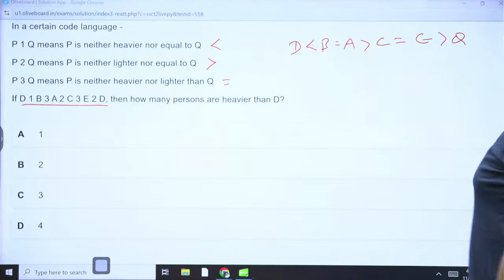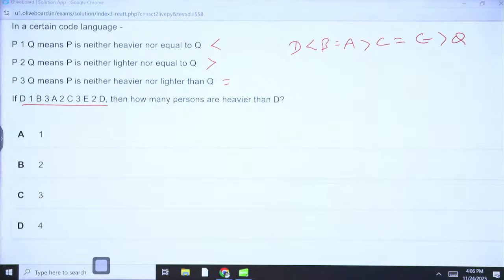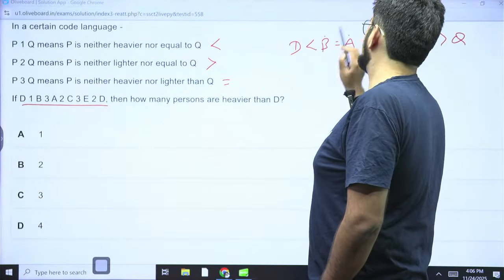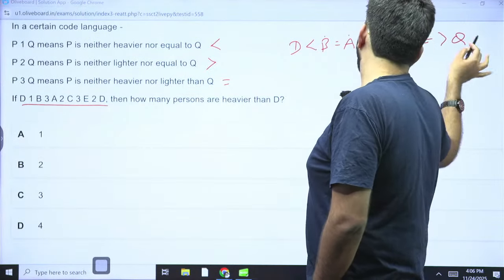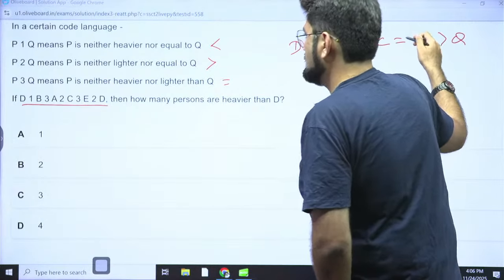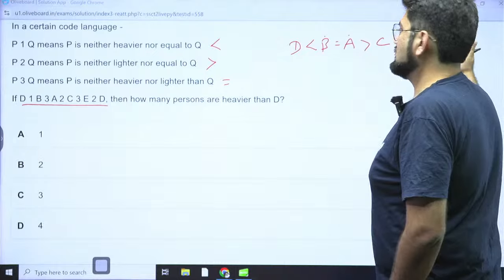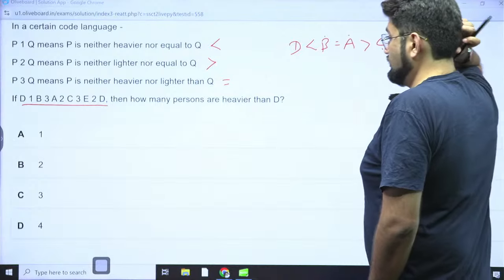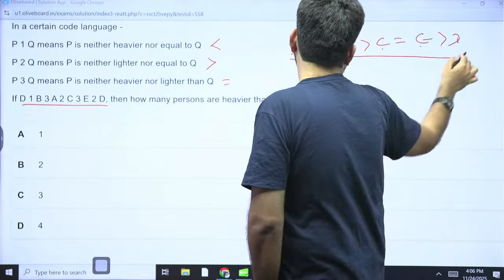Correct? Now they're asking you how many persons are heavier than D. That means how many are greater than D. So 1 is B, 1 is A. Then sorry, E2D means E is greater than D. This is D, so he is also greater, and he is also greater. So I think 4 of them are greater. With this method you can find that out.